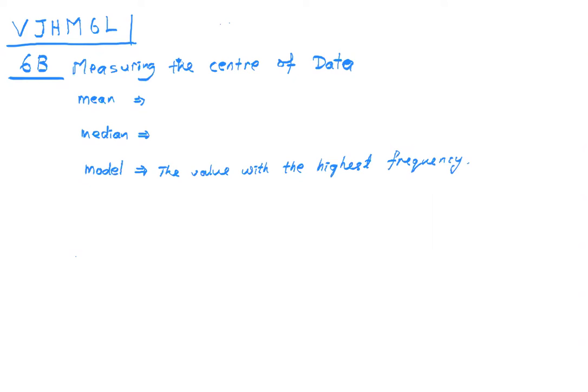So there are two symbols. I'm going to explain mean first. If I write X bar, it represents the mean of a sample. If I write like that, mu X, this is the mean of a population.